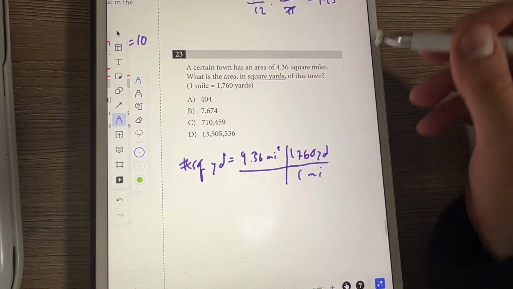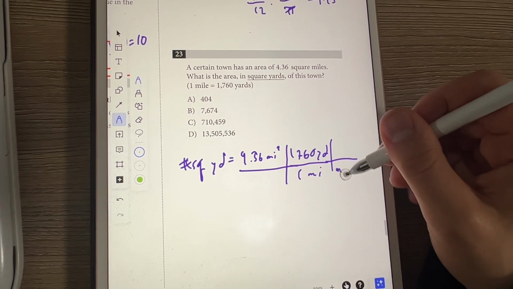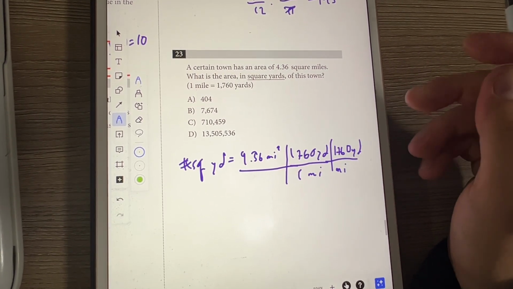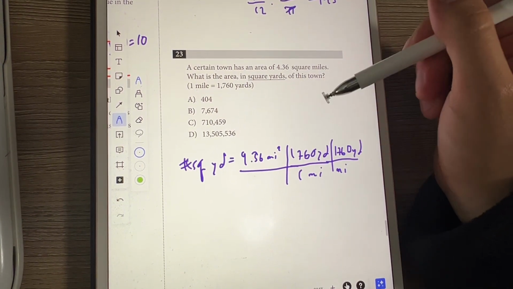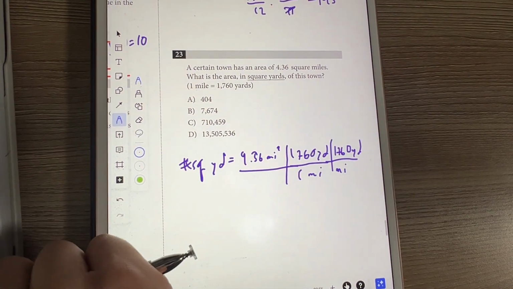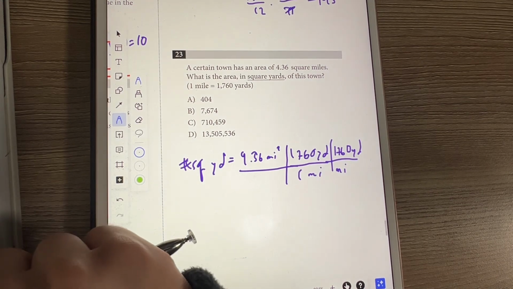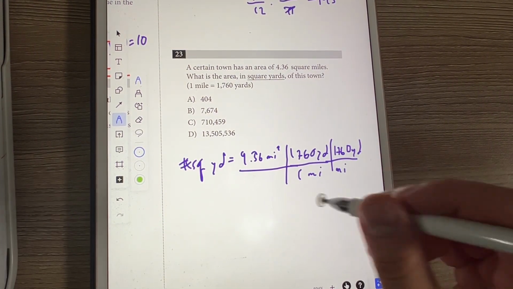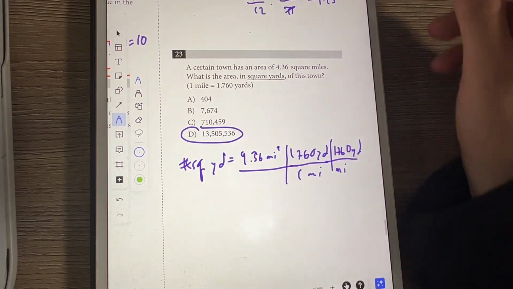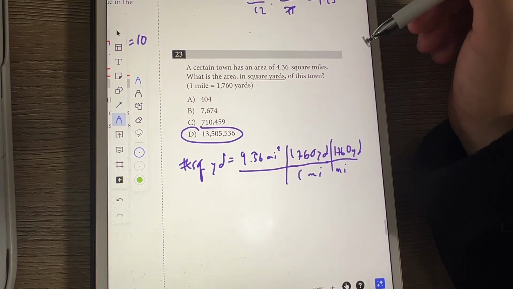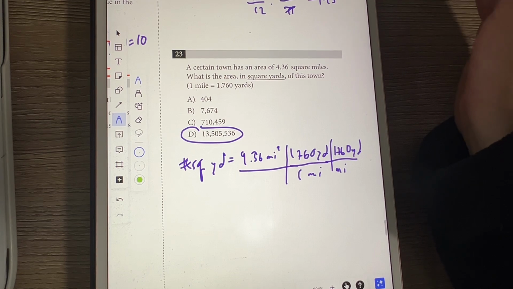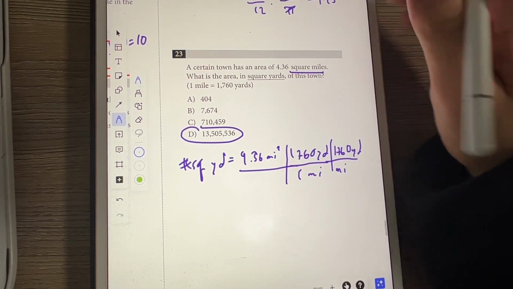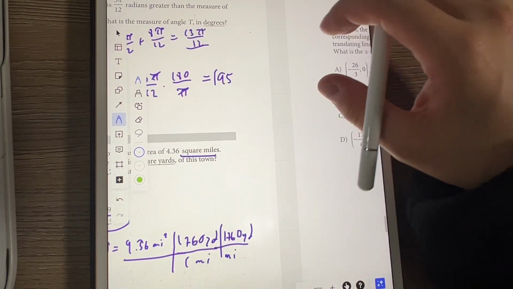We have to do this one more time because we have miles squared, which is 2 miles, and we want yards squared, which is 2 yards. So now I can multiply across 4.36 times 1760 times 1760. And when I do that, I'm going to get 13,505,536 square yards. If you only do the conversion once, you are not going to get the right answer on this problem. We're not canceling out miles, we're canceling out square miles. Big difference.